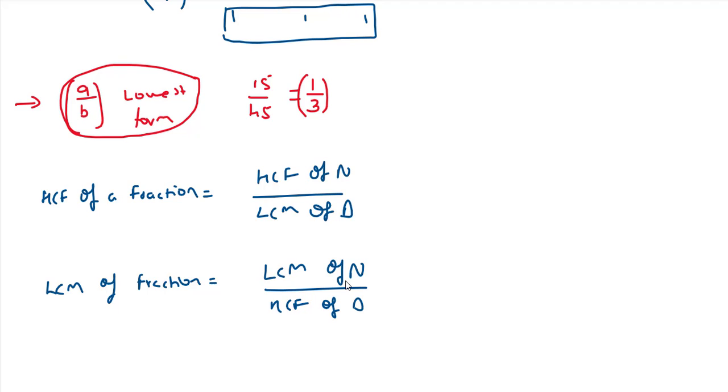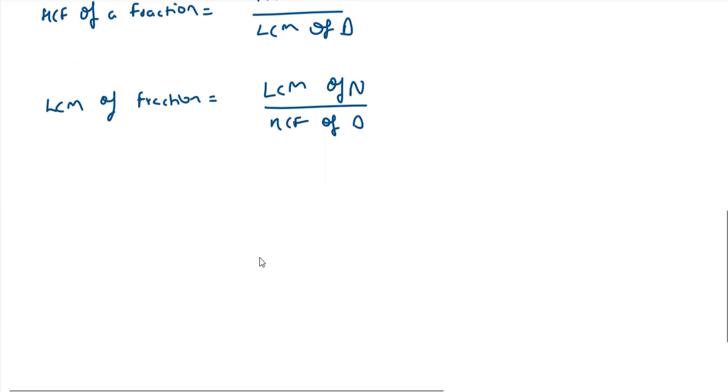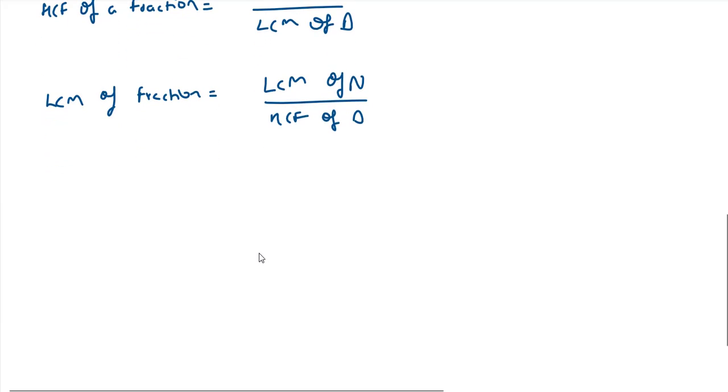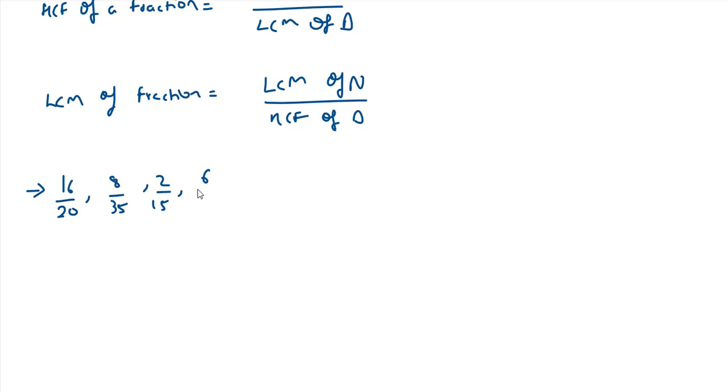Let us consider one example and understand these formulas. Let's take this set of ratios, 16 upon 20, then 8 upon 35, 2 by 15, 6 by 25. The first thing that you should check is whether all these fractions are in their reduced form or not. So if we start with this one, 6 by 25, yes, it is in its reduced form, hence it is okay.